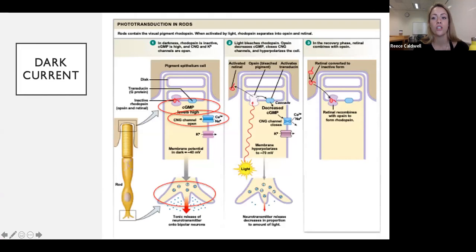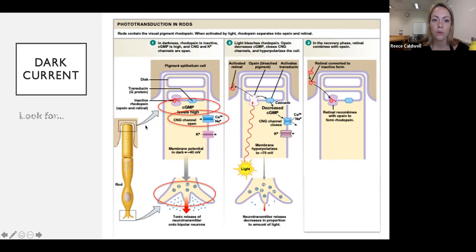So let's get into phototransduction and dark current. So what are we looking at here? This is a very complicated figure, but let's go ahead and break it down. So what we're looking at is the inside of a rod. This is the cell body and the axon terminal. Rods and cones are very, very similar anatomically and physiologically, and the only difference really is the convergence. So we can think of this as a rod or a cone in these examples. So again, this is our cell body, and here's our axon terminal.